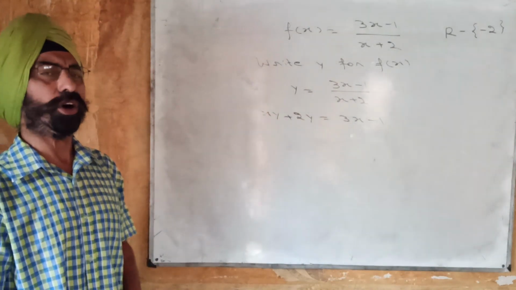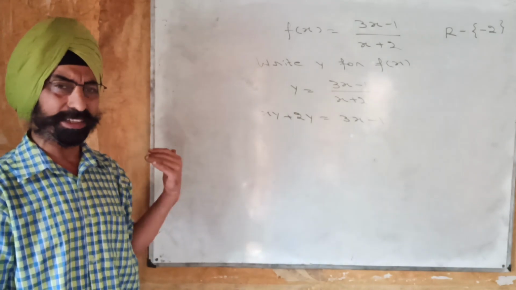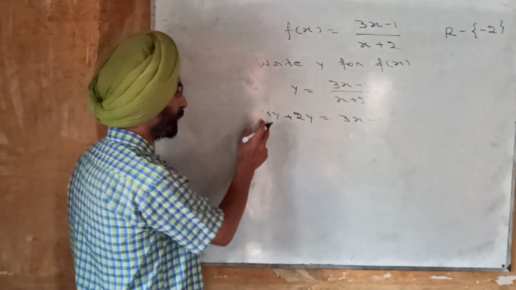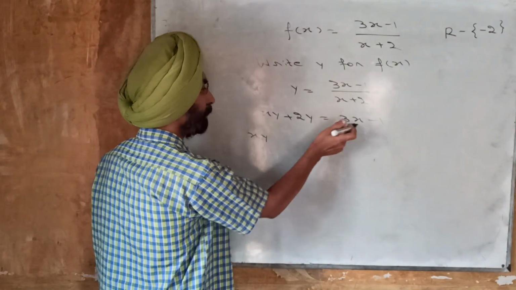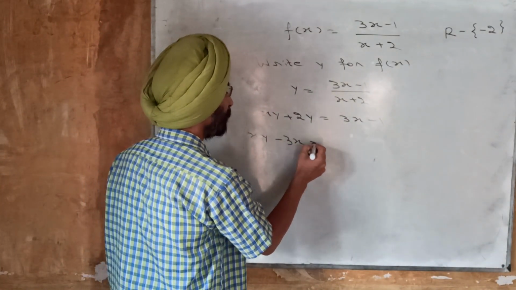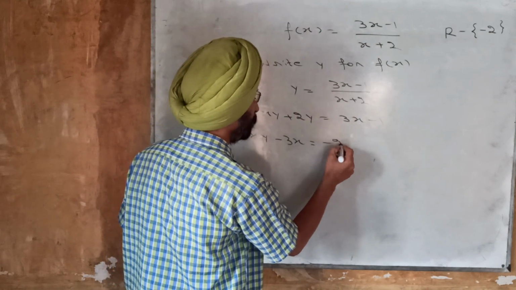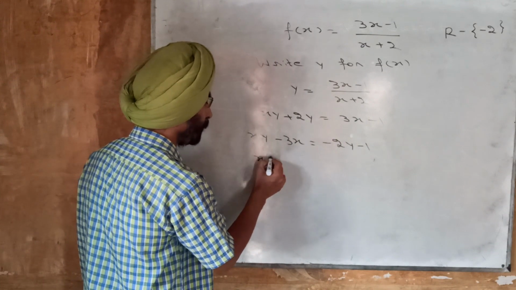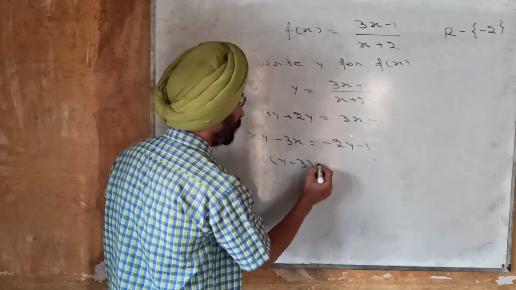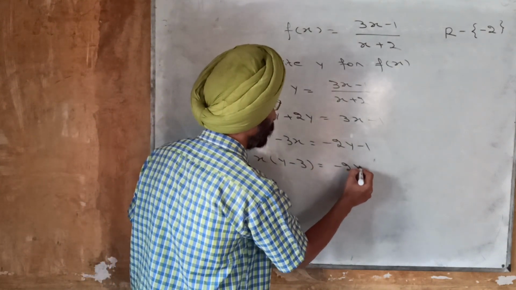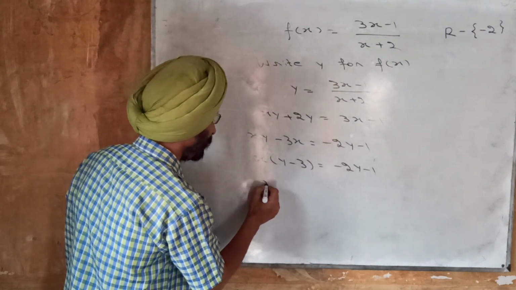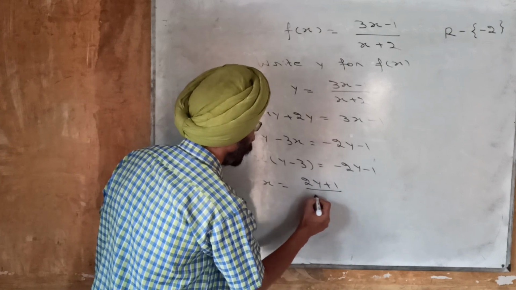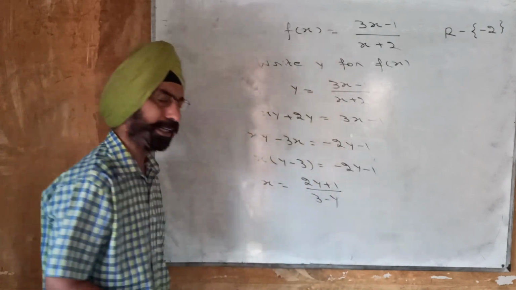Now, collect all the terms containing x on the left hand side and the rest of the terms on the right hand side. So, you will get xy minus 3x is equal to, this will go on the other side, minus 2y minus 1, and now x is common, x(y minus 3) is equal to minus 2y minus 1, or you can say x is equal to (2y plus 1) over (3 minus y).